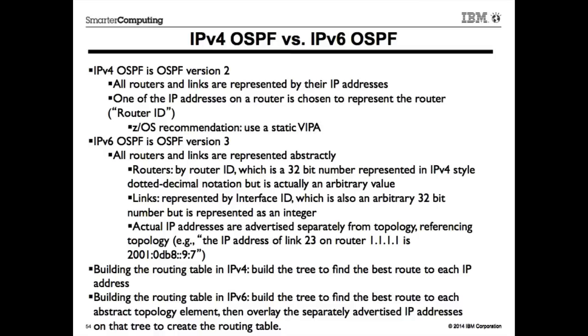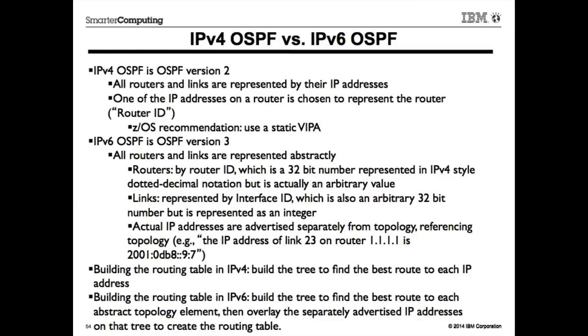So 54, we've talked a lot about OSPF. There's OSPF for IPv4 and OSPF for IPv6. They both work basically the same way, but there are some differences. In OSPF version 2, which is for IPv4, all routers and links are represented by their IP addresses. One of the IP addresses on a router is chosen to represent the router, and that's called the router ID. For z/OS, we recommend you use a static VIPA.